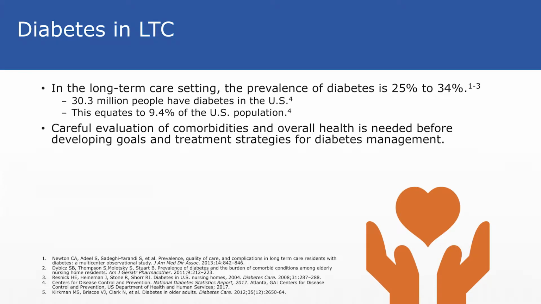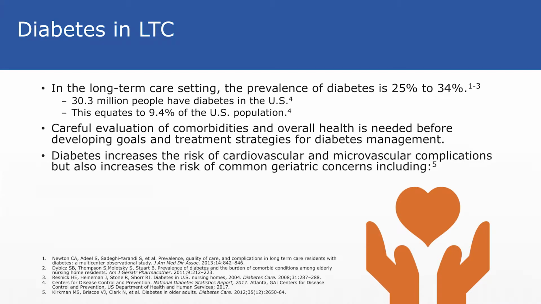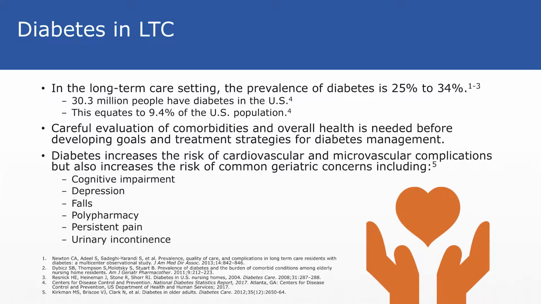Furthermore, elderly patients tend to have multiple comorbidities. Thus, it's important to evaluate the overall health of the patient when developing goals and treatment strategies for diabetes management. In addition to increasing the risk of cardiovascular and microvascular complications, diabetes also increases the risk of common geriatric concerns, including cognitive impairment, depression, falls, polypharmacy, persistent pain, and urinary incontinence.